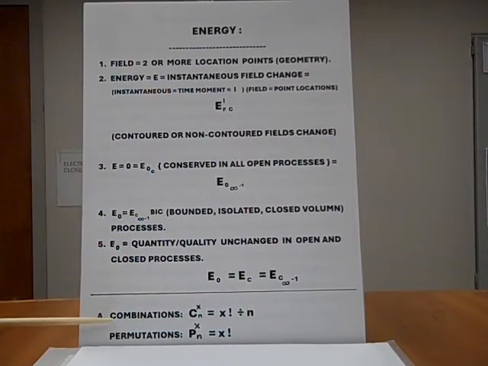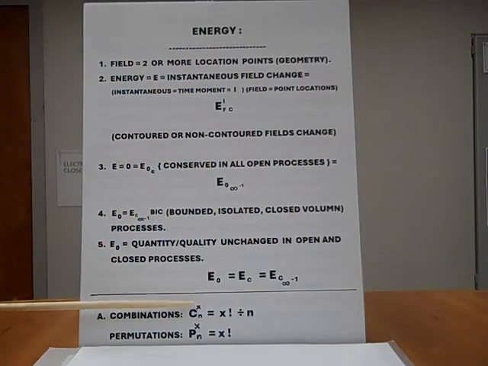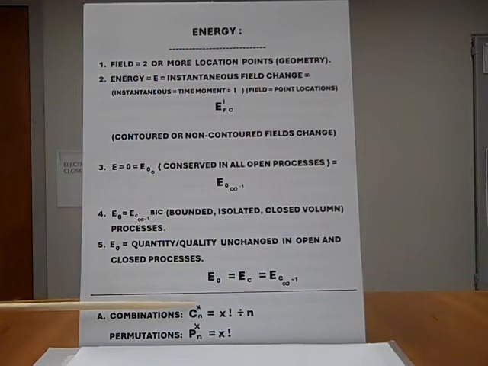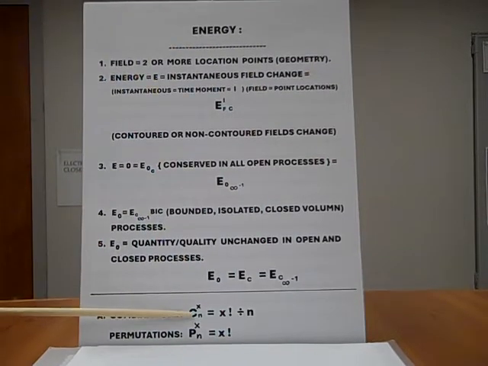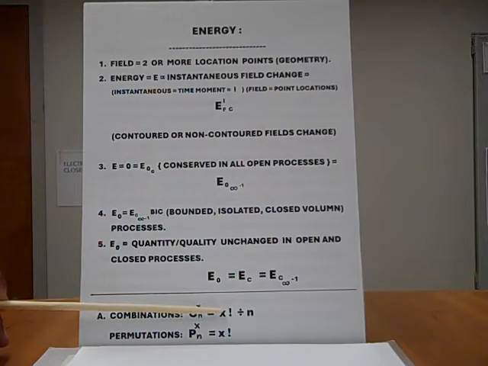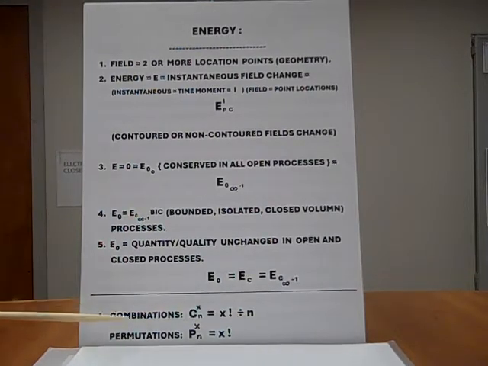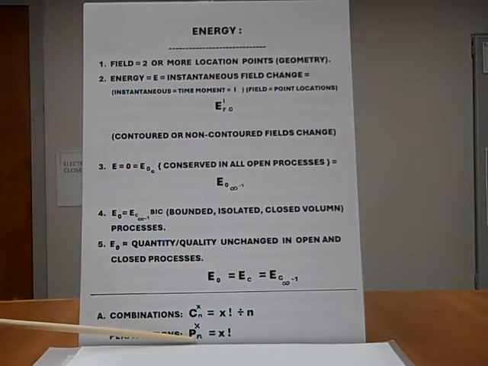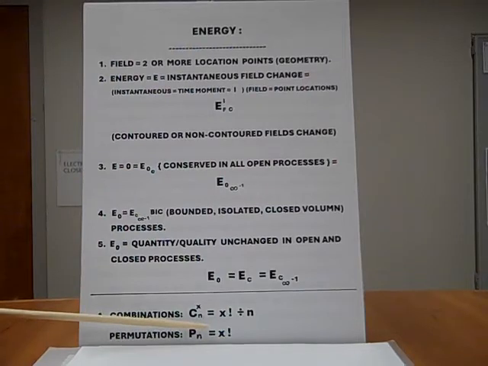We will go to combinations. The formula for combinations is C of x things taken n at a time, which equals x factorial divided by n. Permutations is P of x things taken n at a time equals x factorial.